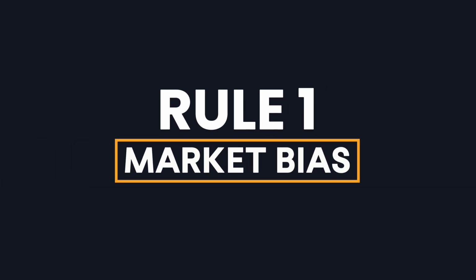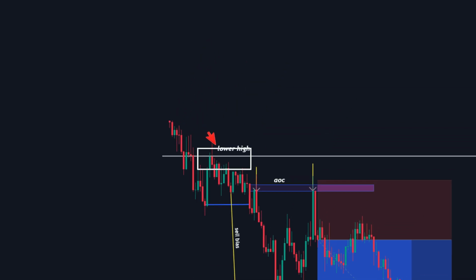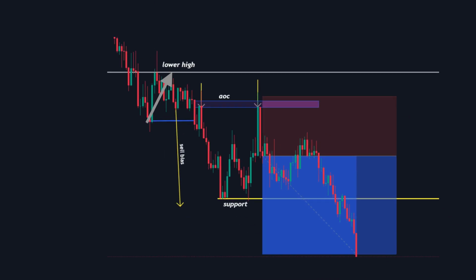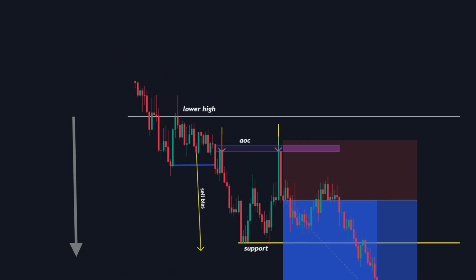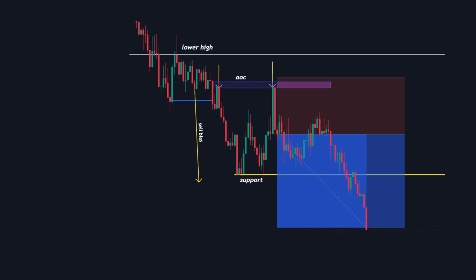Rule number 1. Decide the market bias before looking for an entry. Start on the left side of the chart. Price is already moving lower, but one bearish candle is not enough to establish a sell bias. We need structure. The key clue is the lower high marked above price. Buyers tried to recover, but they failed to break the previous high. Price then moved down and broke the nearby support structure. That sequence tells us the market is accepting lower prices.